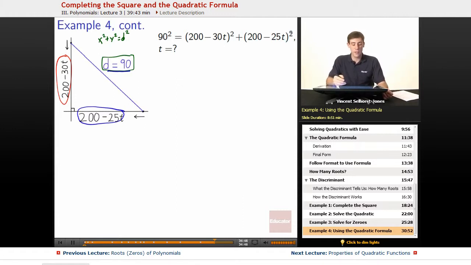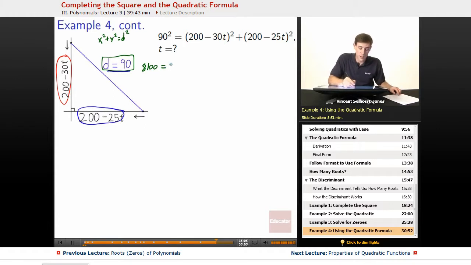Great, and now we're trying to solve this, to figure out at what t this equation will be true. So we just start working it out. This is going to get pretty big pretty fast because we've got big numbers, but luckily we've got access to calculators in this world. So 90 squared, plug that in, that comes out as 8100.